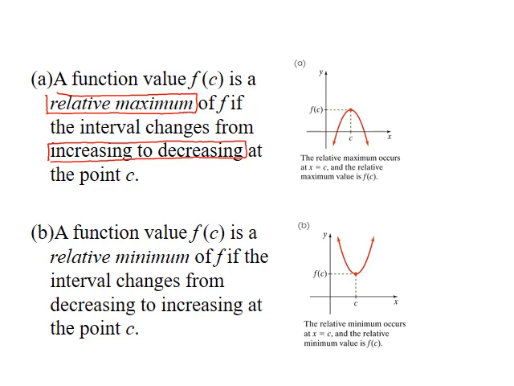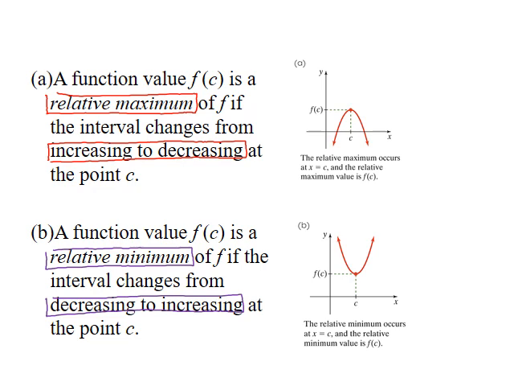And then just vice versa with that, your function will have what we call a relative minimum if the interval changes from decreasing to increasing. Now, once again, that is not decreasing to constant. It's got to be from decreasing to increasing for it to be a relative minimum.